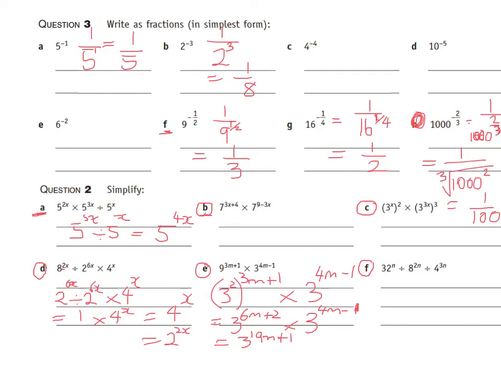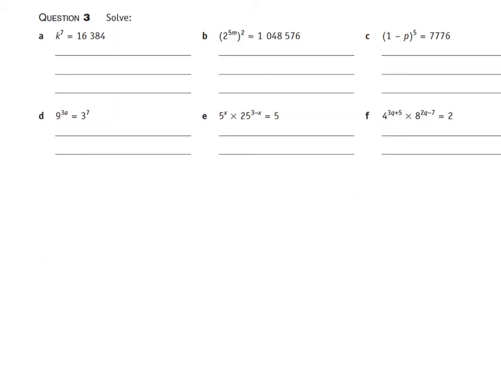I would suggest changing all of these numbers to base 2. So 4 would be 2 squared, 8 would be 2 cubed, and 32, that is going to be 2 to the power of 5. Okay, some other questions.